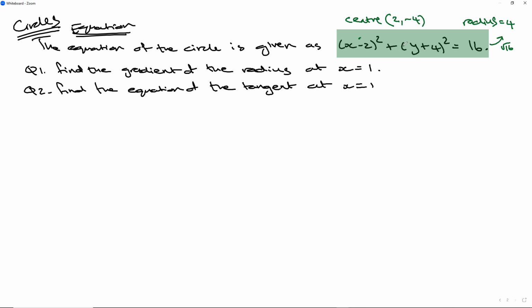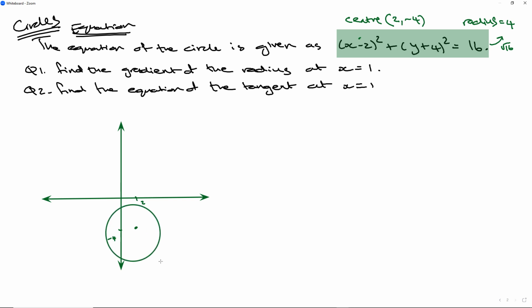Now that I have this, I can roughly sketch my circle. All right. So let's do a quick sketch on this side. And let's go 2 to the right and negative 4 down. And I know that my radius is equal to 4. Okay, so if my radius is equal to 4, I can see that the circle is going to just about touch that point there and go all the way around like that.